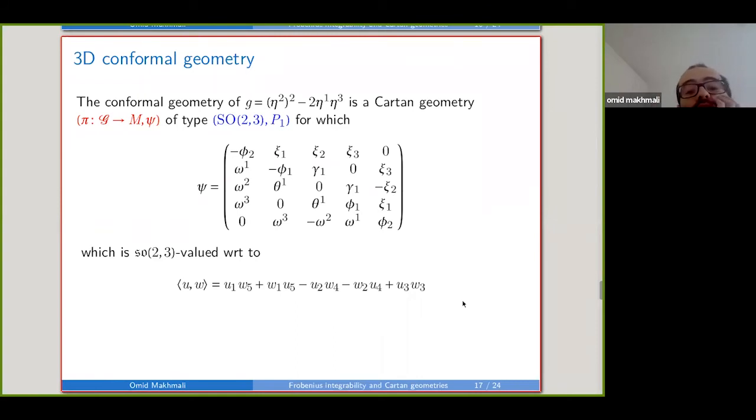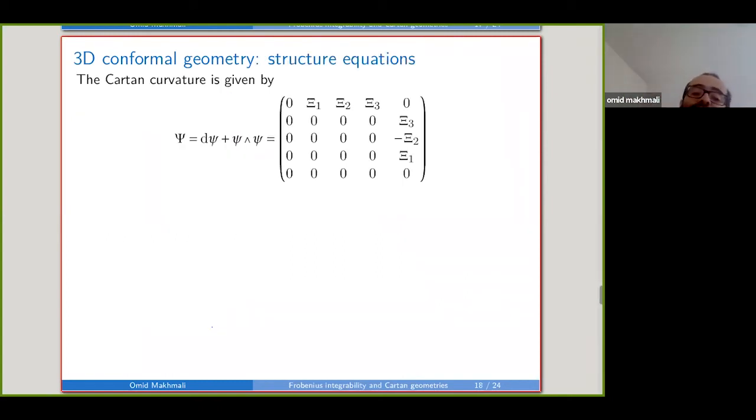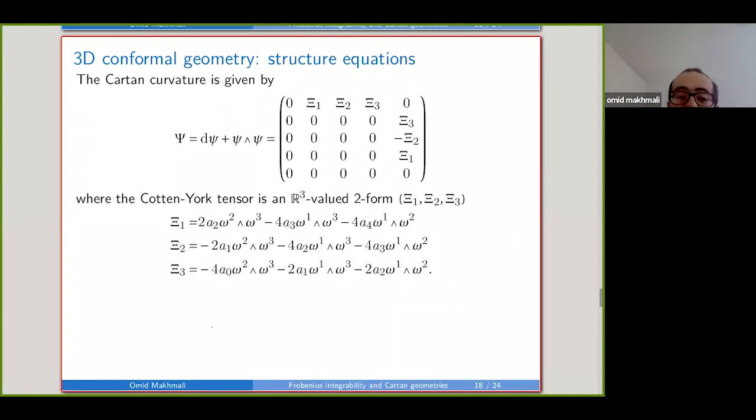conformal structures are Cartan geometries of this type with Cartan connection. They can be written this way. And so it is a two, three valued connection form with respect to this inner product on R5. And again, like before, there's an invariant quartic that, when you pull back using a section, gives you the metric on M. And the Cartan curvature in this case is an R3 valued two form given by the Cartan York tensor. These are now properly tensors, and it has five components or five entries, A0 to A4.